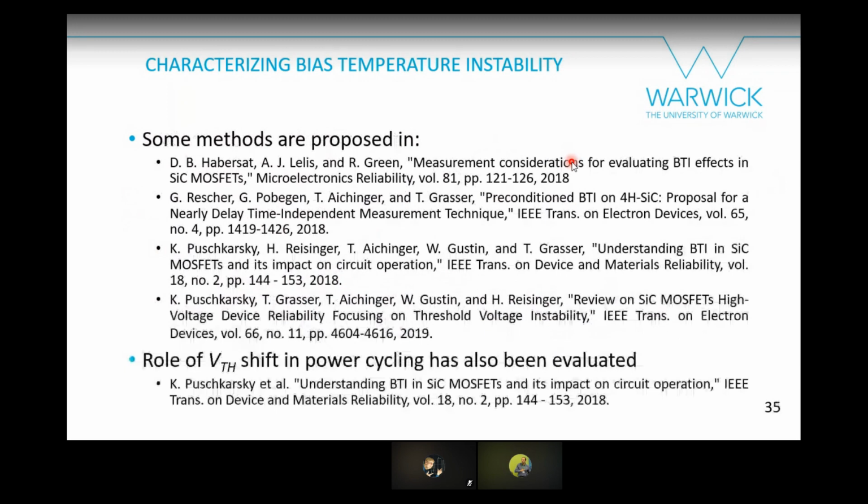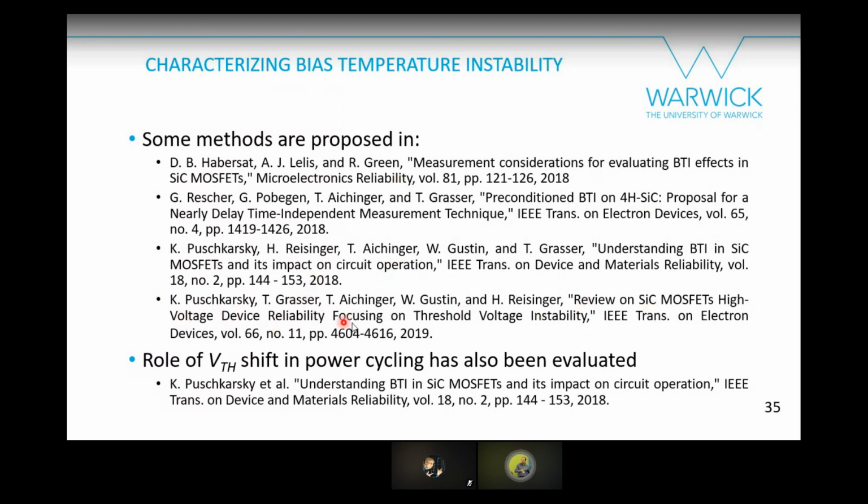Some methods have been proposed in the literature. There's a nice overview, so you can check it if you are interested in this. Some people are proposing a precondition method that you just apply. For instance, if you're going to do PBTI, you apply a negative pre-stress, so you are sure that they define the initial state of charge before and after stress, so you can characterize that. Some people are proposing capture emission time maps and very fast AC stresses.